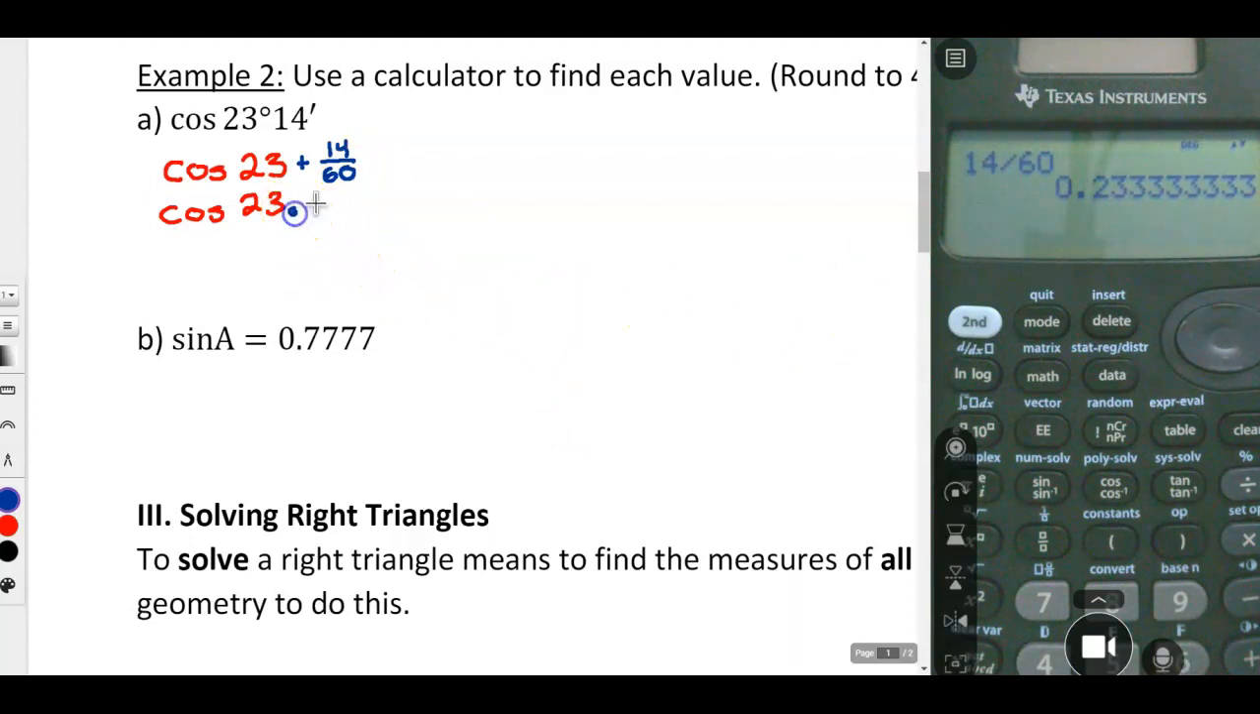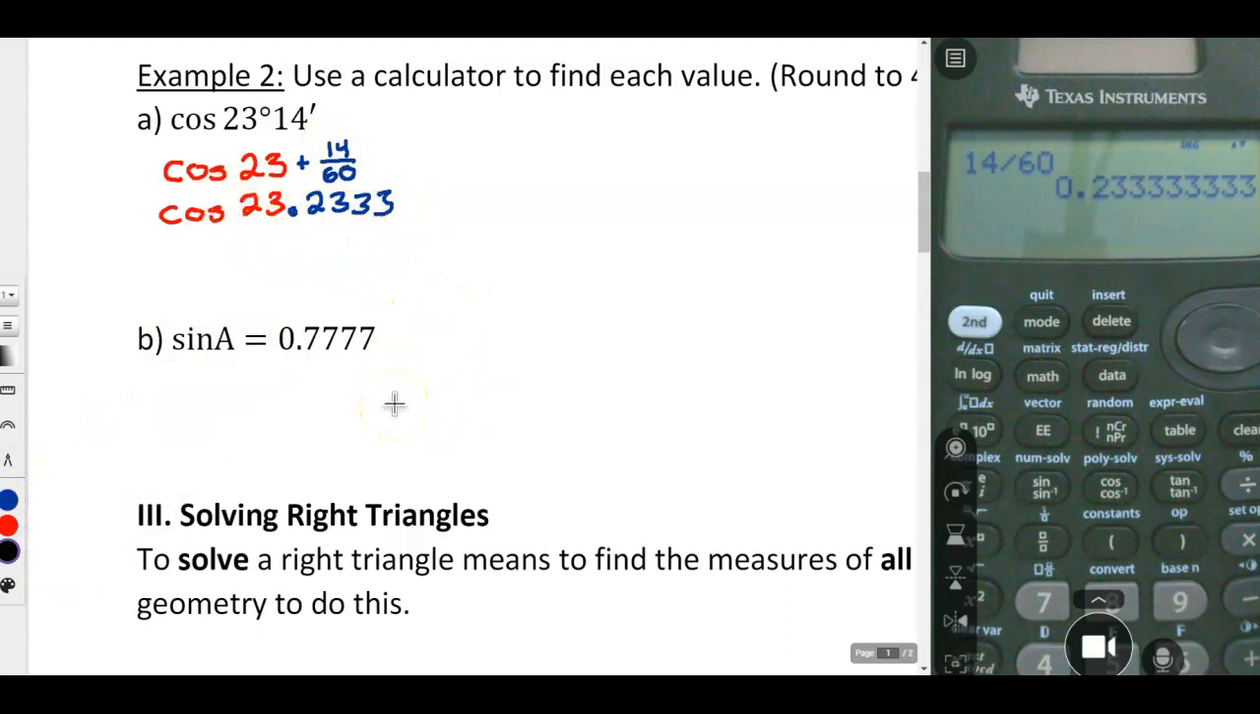So that's now the decimal part, 0.2333. So the whole number stays the same, and it's the minutes that I'm converting. Since there's 60 minutes in a degree, I just do 14 out of 60. And then I can take the calculator and actually find out the cosine of this entire decimal.